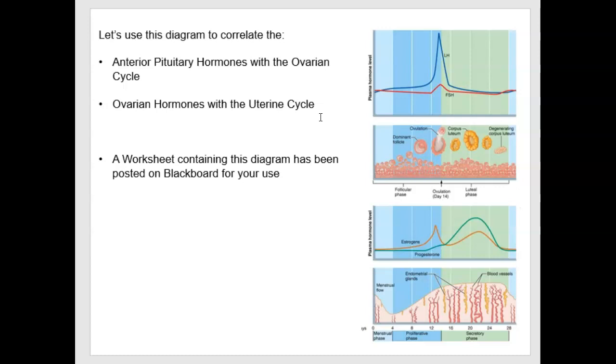There's a worksheet on Blackboard that contains this diagram, as well as questions that you can answer as we go through the lecture. So you might want to stop here, go to Blackboard, and print out the worksheet, unless you've received it from me previously. Then you might already have one.